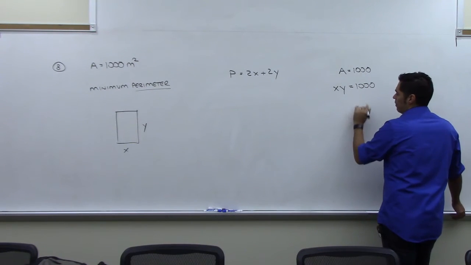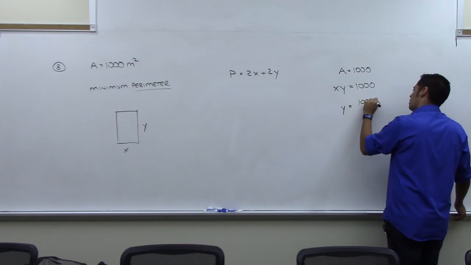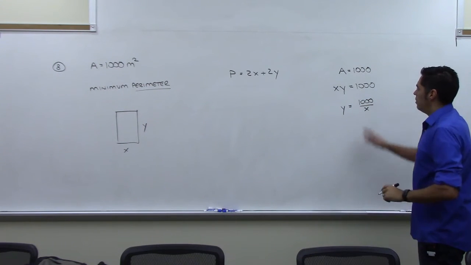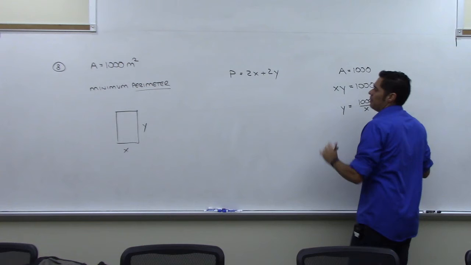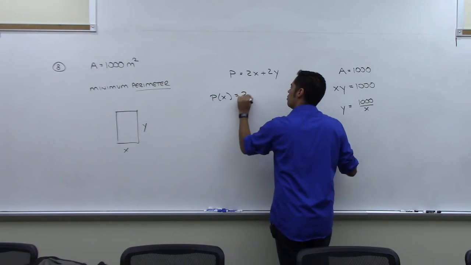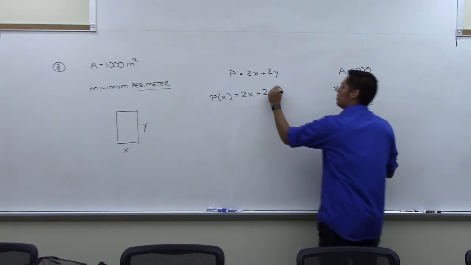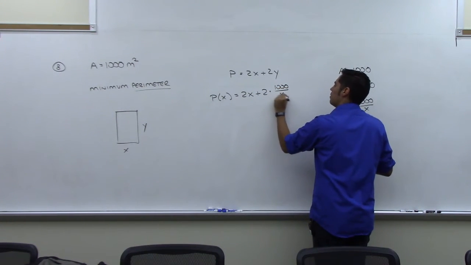And I can solve this for x or y. I'm going to solve it for y, and I get 1,000 over x. So this is my constraint. This is my objective function. So my perimeter as a function of x is 2x plus 2 times y, but y is this, so 1,000 over x.